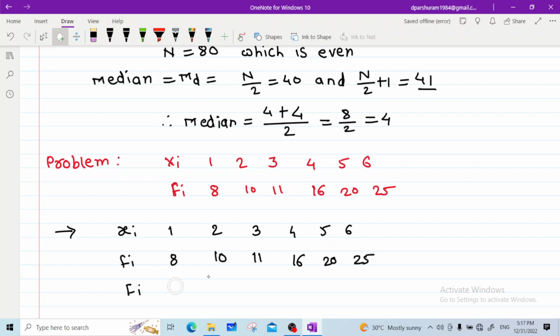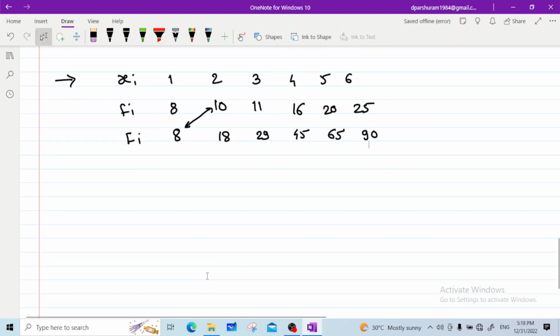Put the value of Fi as 8, same as it is. Add these two numbers: 8 plus 10 is equal to 18. Then 18 plus 11 is equal to 29. 29 plus 16 is equal to 45. 45 plus 20 is equal to 65. 65 plus 25 is equal to 90. Here the value of capital N is 90, which is even.